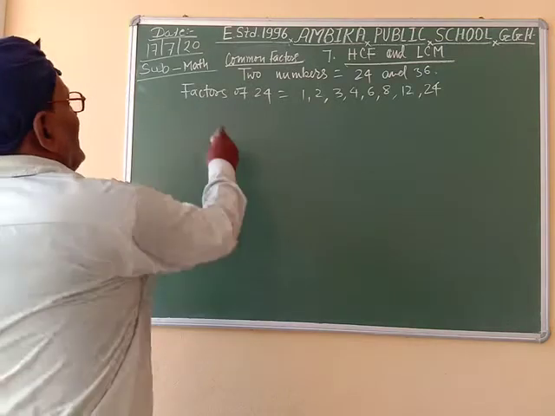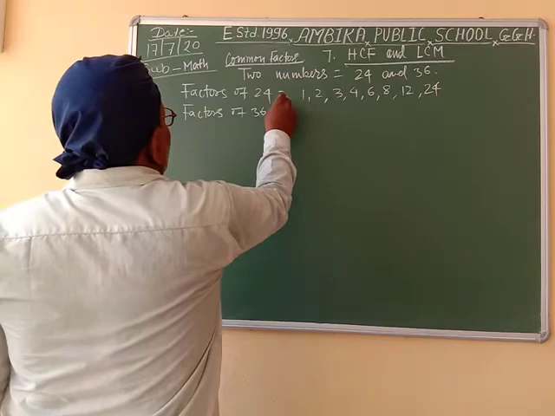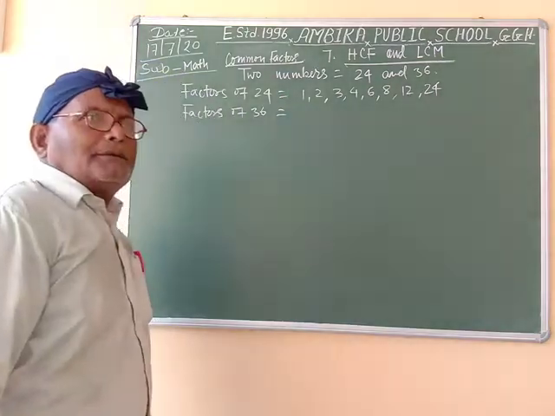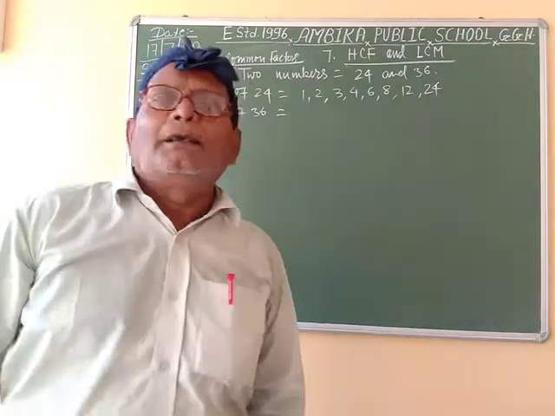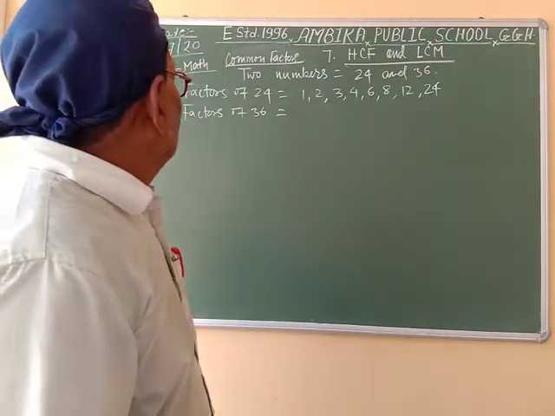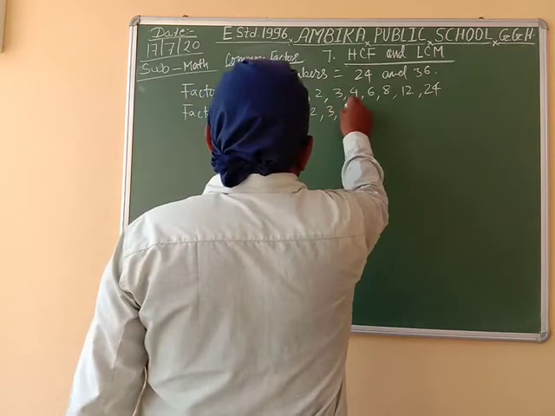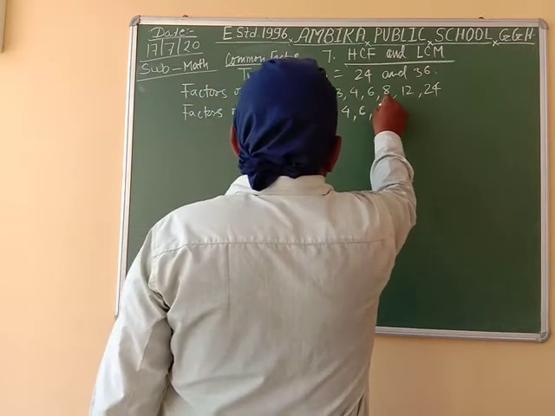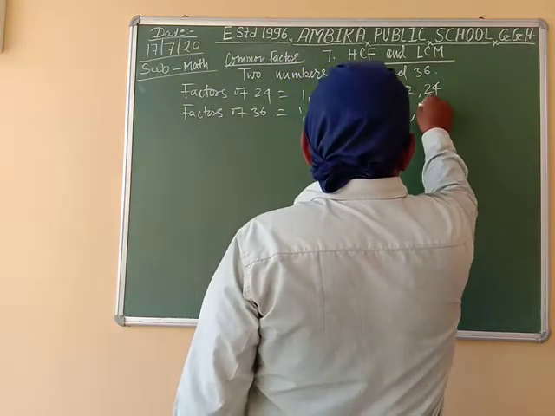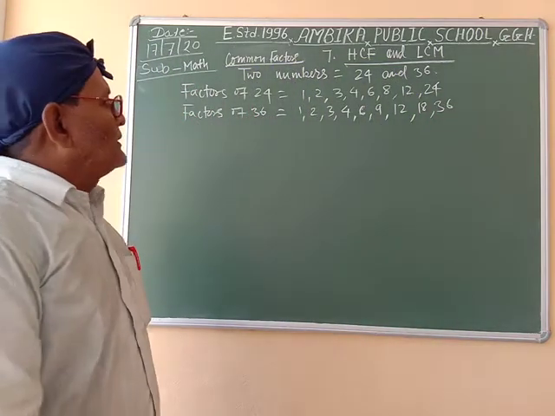Factors of 36. We know that the factor of a number is an exact divisor of that number. Factors of 36 are 1, 2, 3, 4, 6, 9, 12, 18 and 36.